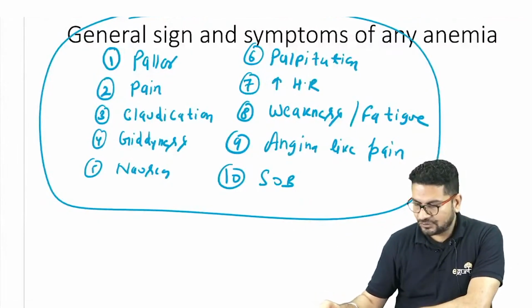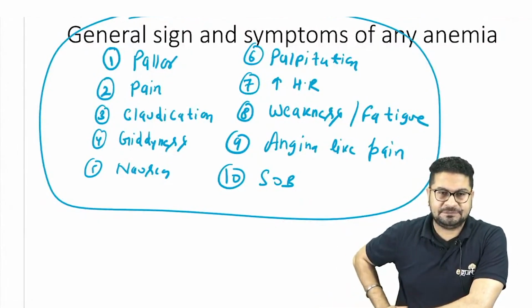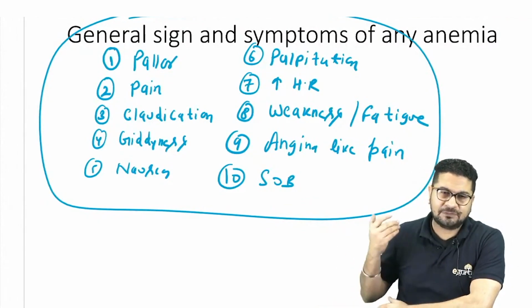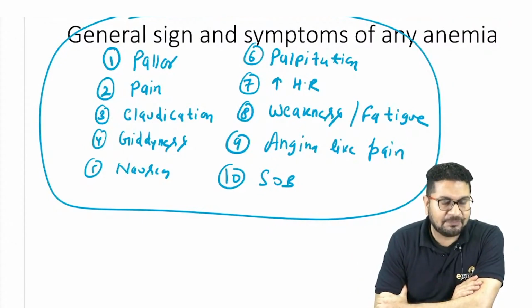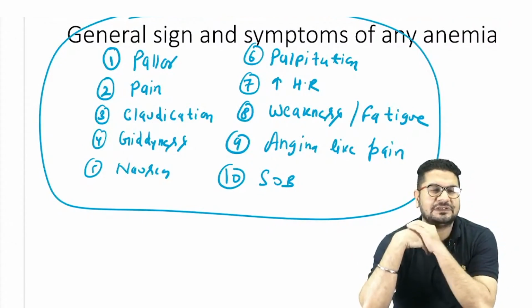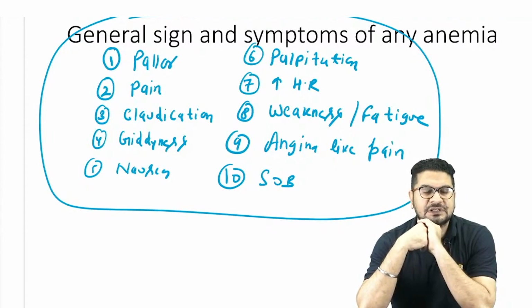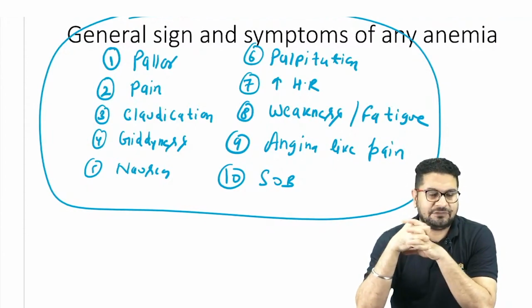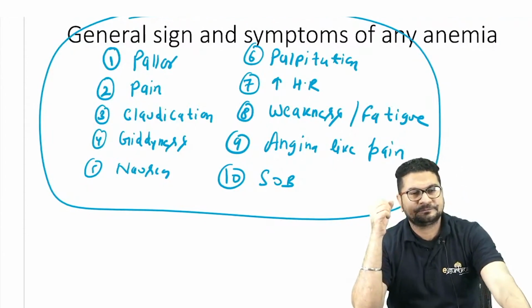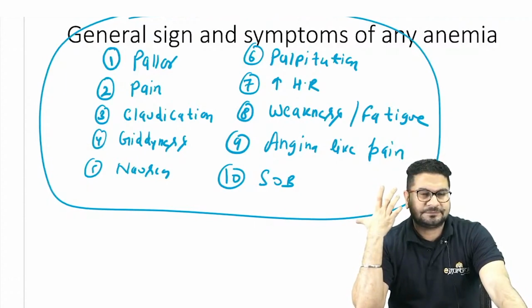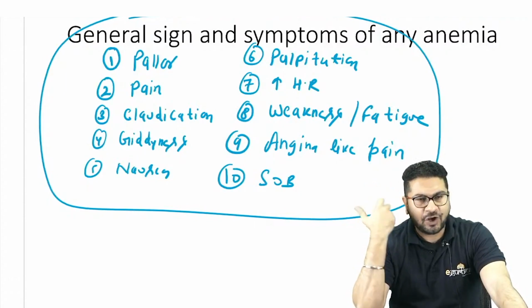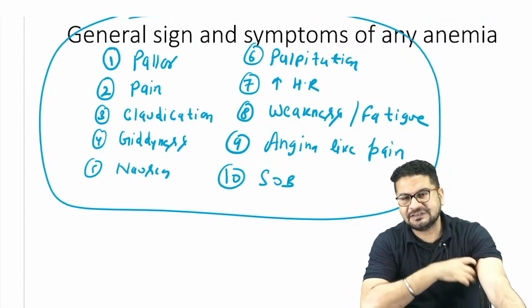It's a common complaint of Indian females. Why? Because I told you Indian females are mostly anemic. A common complaint that an Indian female will have is she will say, मुझे चक्कर आते हैं, I am feeling dizzy, giddy, चक्कर आते हैं, कमजोरी लगती है, weakness. That is a common complaint. So these are general signs and symptoms of any anemia.